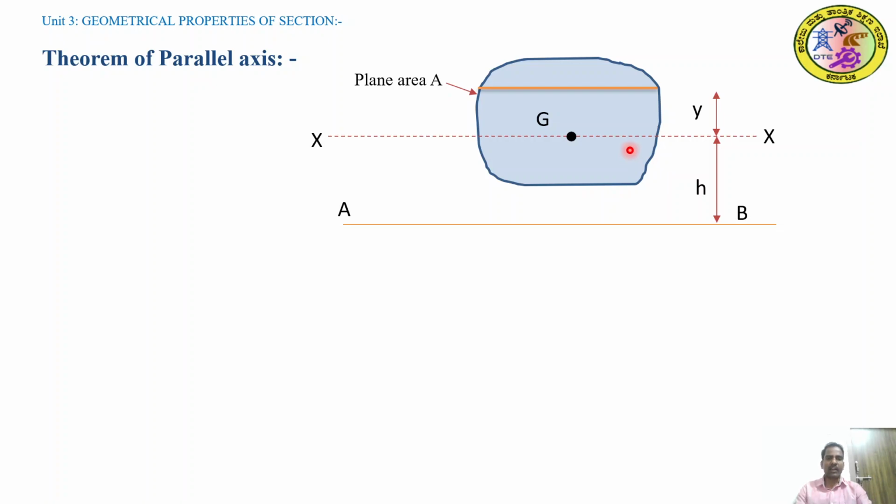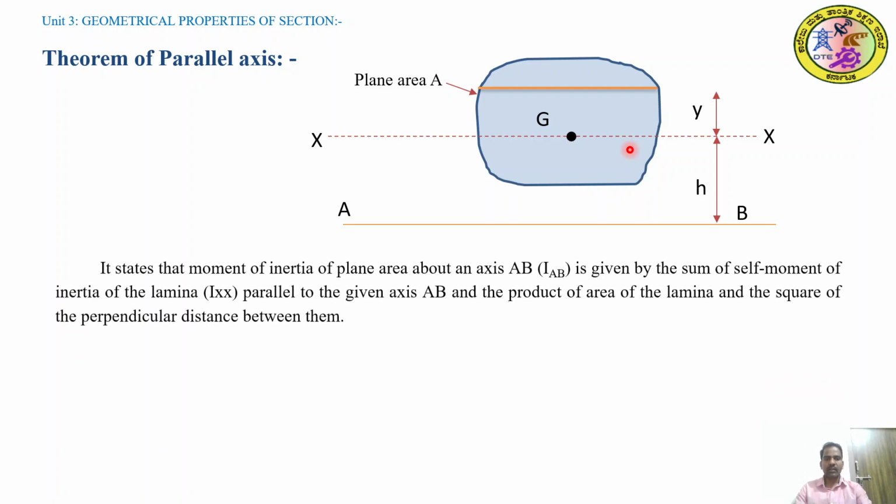In the theorem of parallel axis, it states that the moment of inertia of a plane area about AB axis is equal to the sum of the moment of inertia about the x axis and product of the area of the lamina and square of the distance between them, and the statement is given in the equation format, that is moment of inertia about AB axis is equal to the moment of inertia about the x axis of the given lamina plus area of the lamina multiplied by the distance of the AB axis with respect to the x axis square.